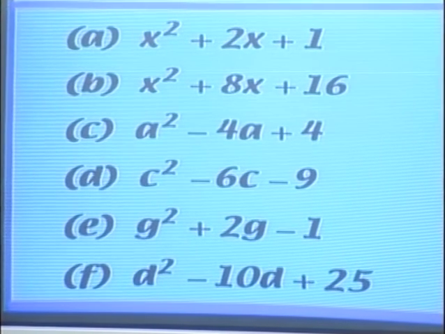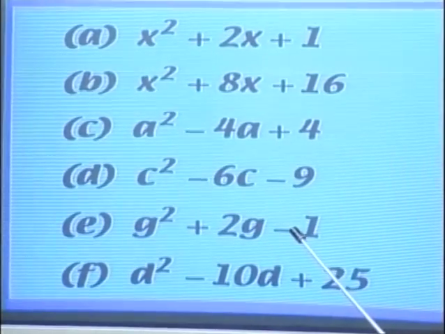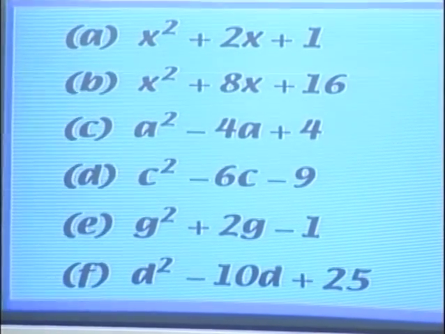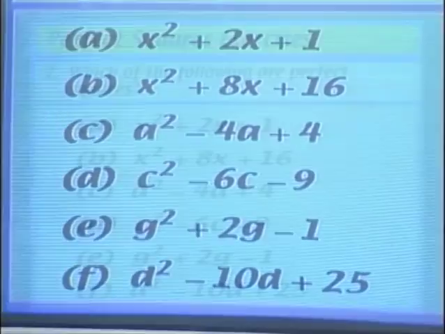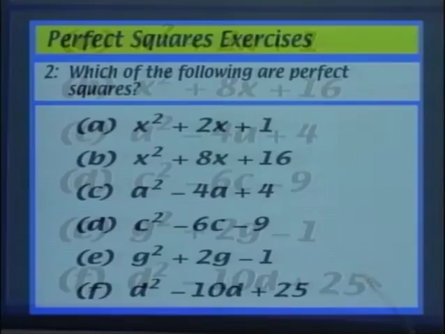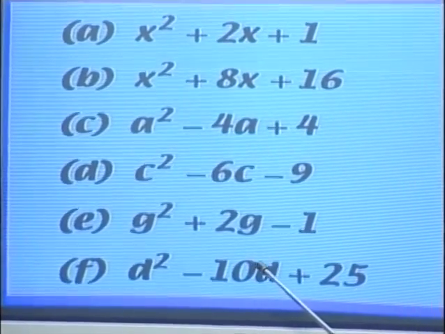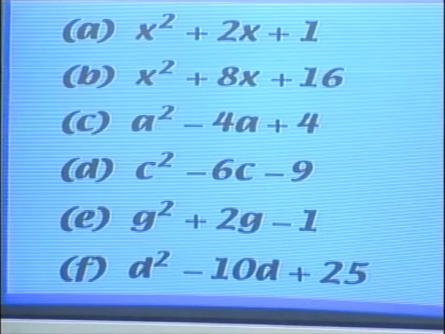Letter E. Margaret, do you think it's a square? Yes. You think so? Is negative 1 a square? Negative 1 is not a square, which means this is not a square. If this was plus, that would be a square. Boromir, letter F. Do you think it's a square? Yes. All right, it is a square. The square root of 25 is 5. 5 times 2 is 10. It's a square because this is a square and that's a square. It will be D minus 5 squared.